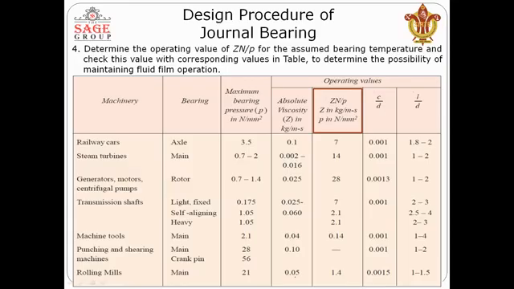Now we have to identify the value of ZN upon P. Here in the third step, we have identified the value of Z. Pressure we have identified in the second step, and speed is given to us. So we will identify the value of ZN upon P. We have selected absolute viscosity. Fine. So the value of ZN upon P is to be checked with the corresponding value of ZN upon P given in the table.